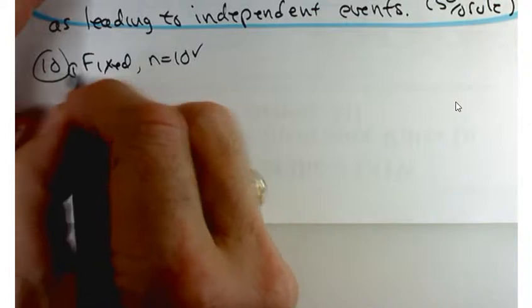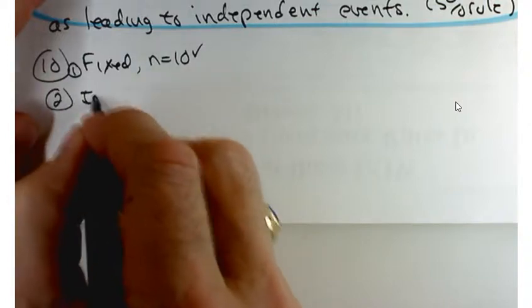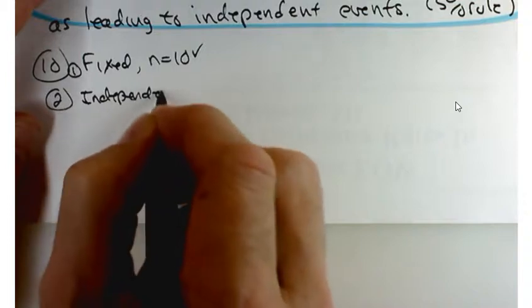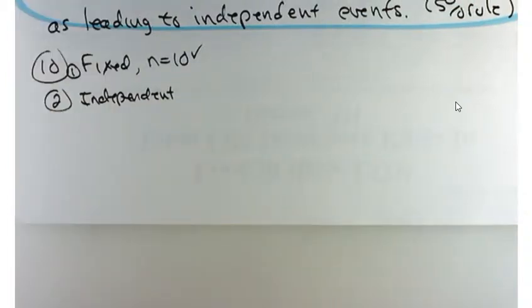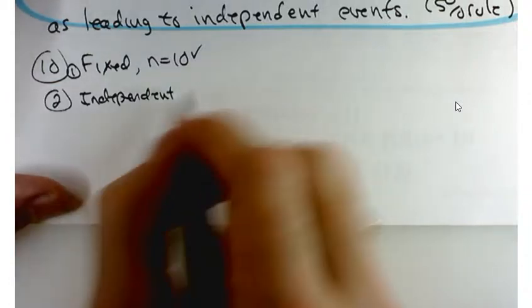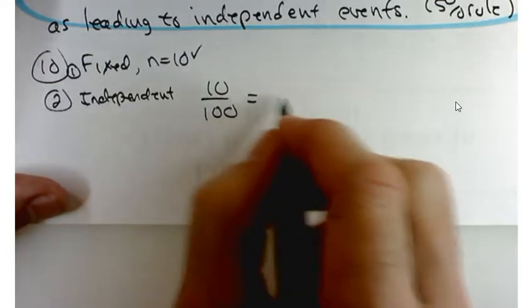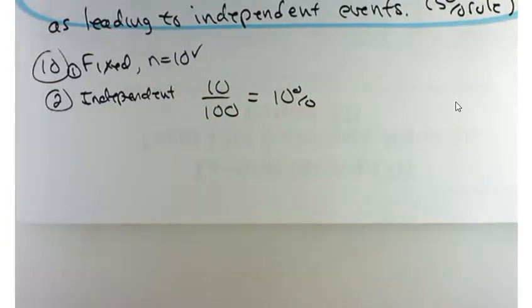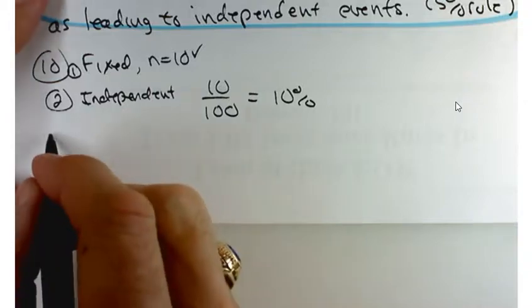Second question is, are these independent? Well, remember they were sampling without replacement. So is that going to lead to independent events? Does the 5% rule apply? Well, you've got 10 senators out of 100. Sounds like 10% to me. So sampling without replacement, not independent events, nor can you apply the 5% rule. So this one's a failure. It does not satisfy the conditions of a binomial random variable.